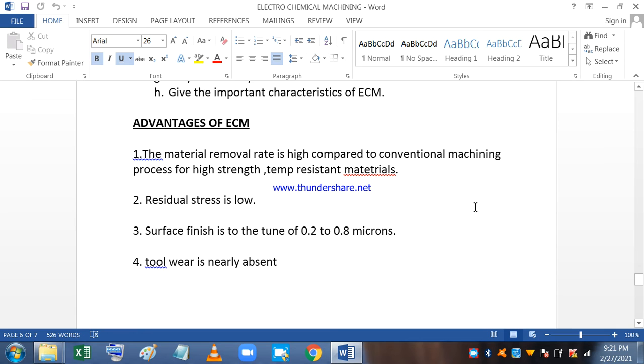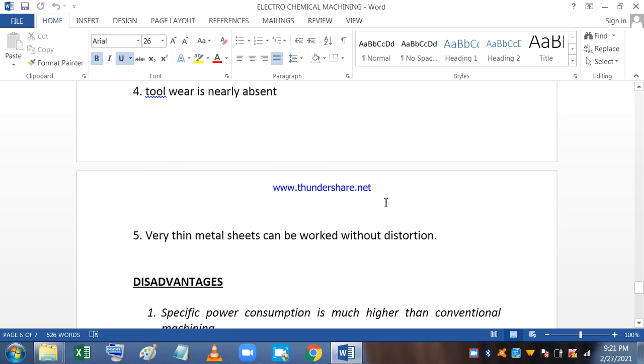Advantages of ECM: the material removal rate is high compared to conventional machining processes for high strength, temperature resistant materials. Residual stress is low. Surface finish is to the tune of 0.2 to 0.8 microns. Tool wear is nearly absent. Very thin metal sheets can be worked without distortion because there is no mechanical force on the anode, and so very thin metal sheets can also be machined with the help of this process.